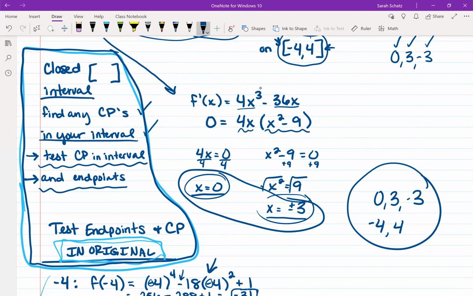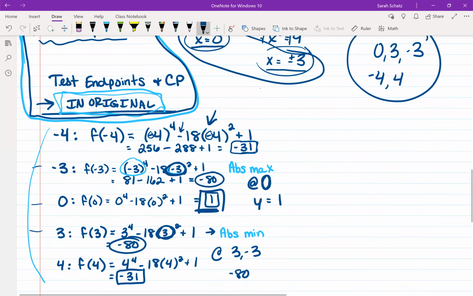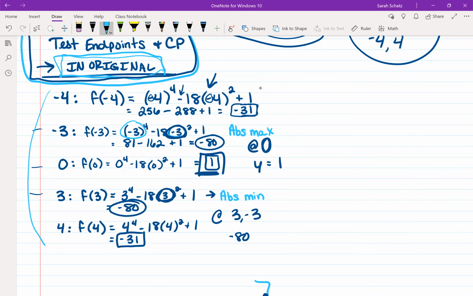You guys, you're going to find critical points. If they're in your interval, you're going to consider them. And if they're not, then you just ignore them. You're going to test those points and your endpoints. But remember, the testing is just in the original function, just finding all their y values. Once you get all the y values, what do we do? We compare them to each other.